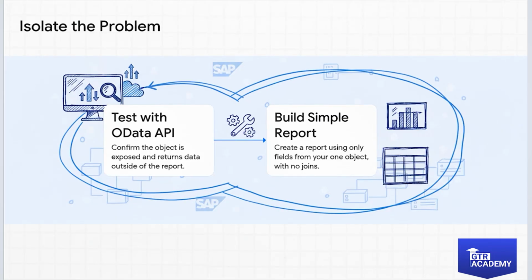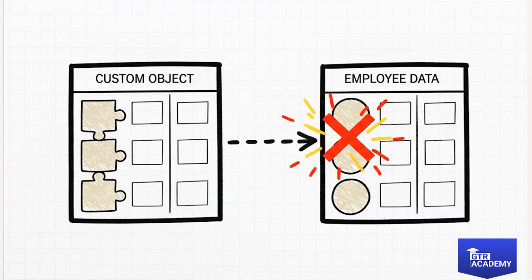First, forget the reporting tool for a second. Use an API tool to talk directly to the system. You just ask it, hey, can you show me the data in this object? If you get data back, you know everything we've talked about so far is working correctly. Then, and only then, do you go build the simplest report imaginable, using just your one custom object. No joins, no filters, no complexity. Just prove the connection works. Once that super simple report shows you data, you've won half the battle.